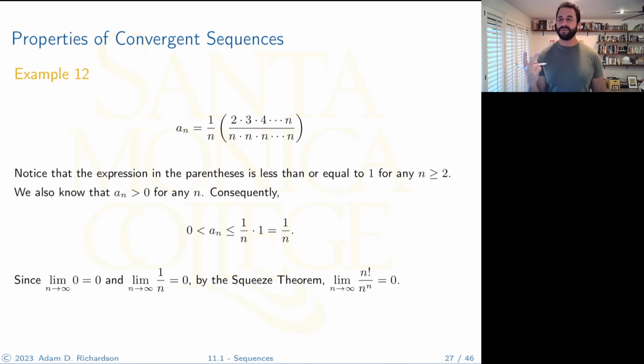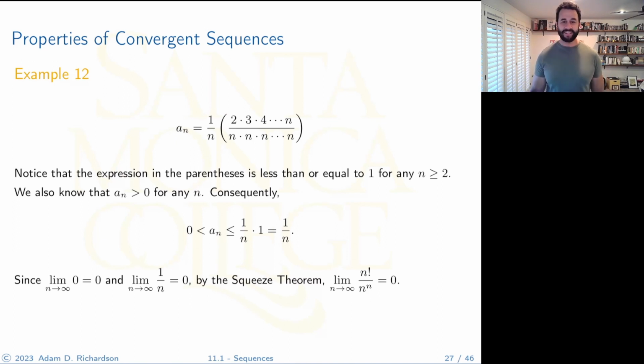If n was equal to 2, then I wouldn't have all these; I would just have this piece and this piece, which would be equal to 1. So 2 over 2 is equal to 1. If n was equal to 3, then I wouldn't have these pieces. I would just have 2 over 3 times 3 over 3, so that's 2/3 times 1, which is 2/3, which is less than or equal to 1. So in general, this is less than or equal to 1. There we go.